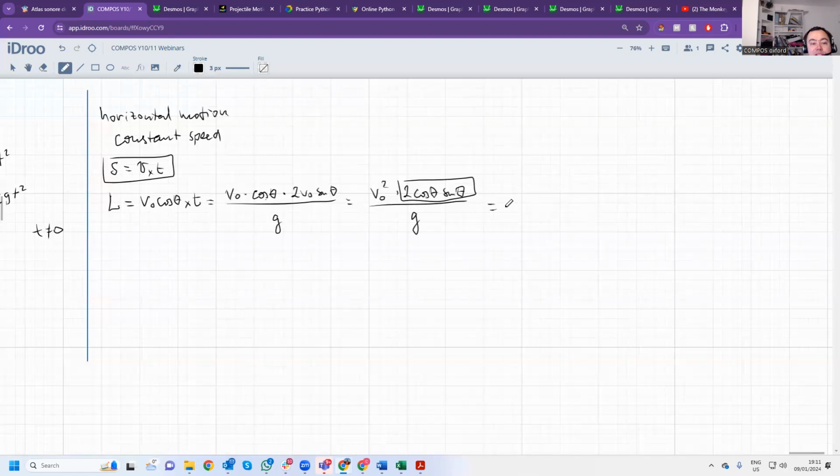It's sine 2 theta. It's V0 squared multiplied by sine 2 theta divided by g. And that's the formula. L is equal to V0 squared sine 2 theta divided by g.